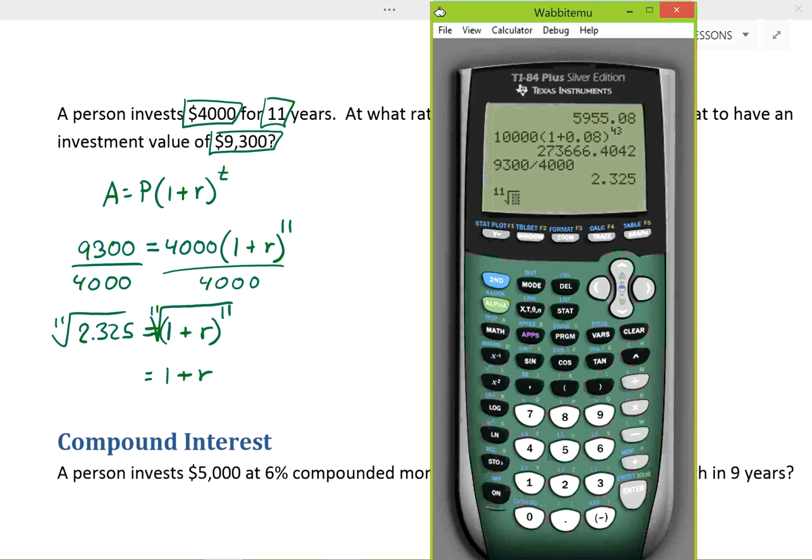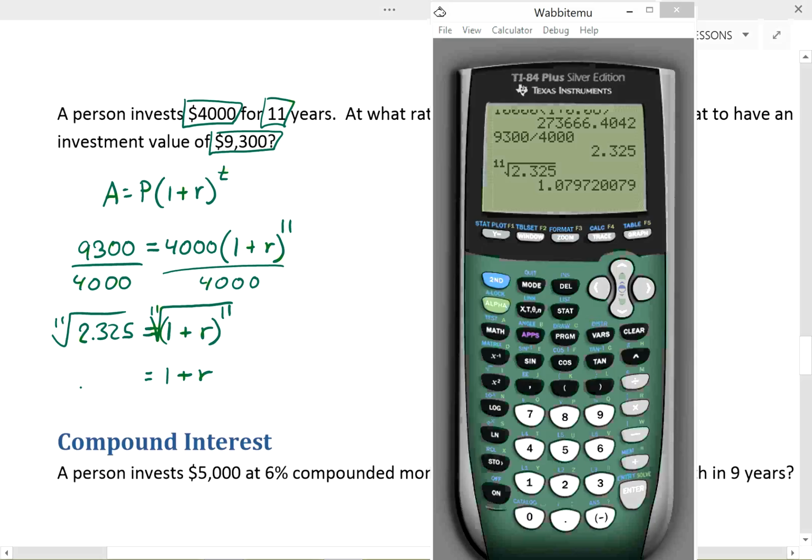When I hit enter on that, notice how it takes the 11 and puts it in the root location on that radical. Now, if you have an older graphing calculator, a TI-83 or an older 84, it won't actually bring that 11 up into the root position. The 11 will stay out front, but it's still going to be doing the 11th root. Doing the 11th root of 2.325, and that is 1.08 if we round that up, because of that 9 and the 7.